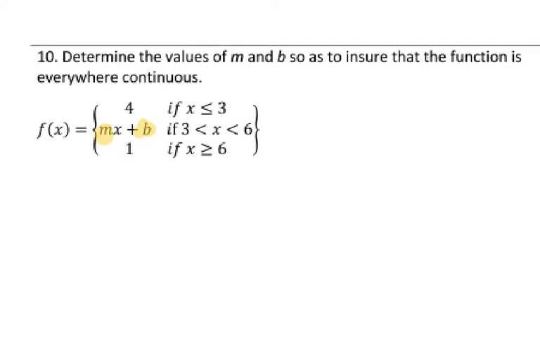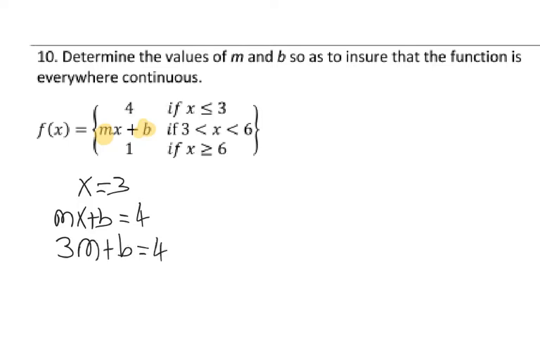So let's see what we get. We know that mx plus b, when x is equal to 3, has to be equal to 4. So 3m plus b has to be equal to 4. That's the first equation that we get. The second one is when x is equal to 6. We know that mx plus b has to be equal to 1, and since x is equal to 6, we have 6m plus b.